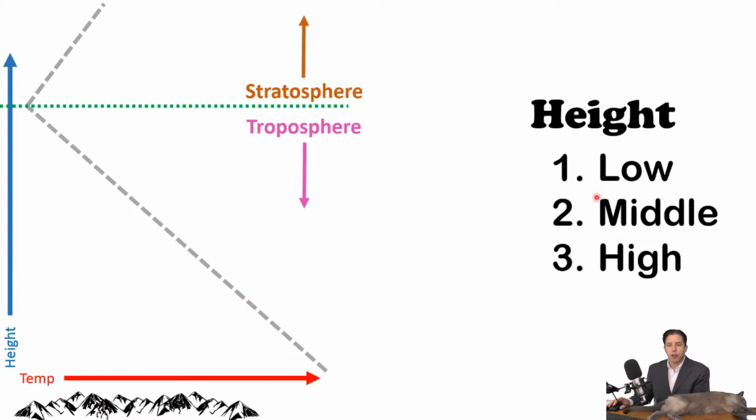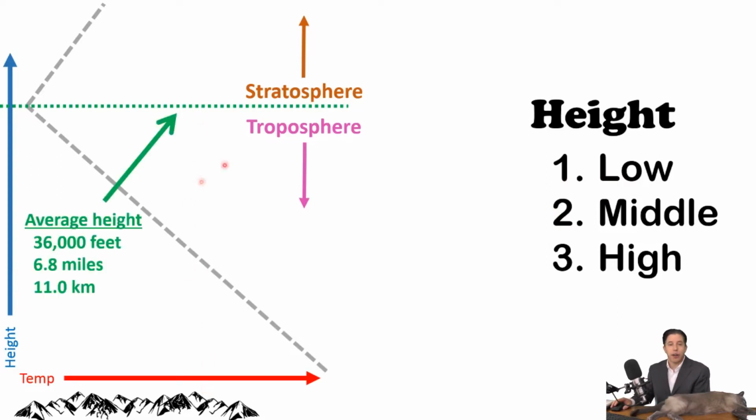So when we talk about low, middle, and high clouds, what we're talking about is where in here do the clouds occur. Now, this actual height up here, it depends on where you live. It depends on the time of year. On average, it's about 11 kilometers high. For New Mexico in the summer, it's going to be quite a bit higher than that, maybe 15 to 20 kilometers high.